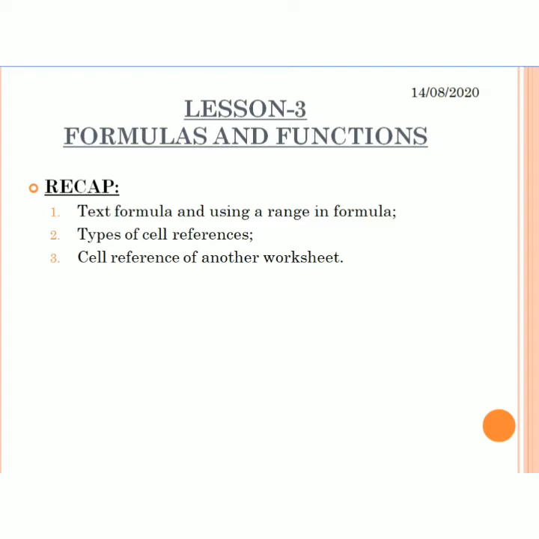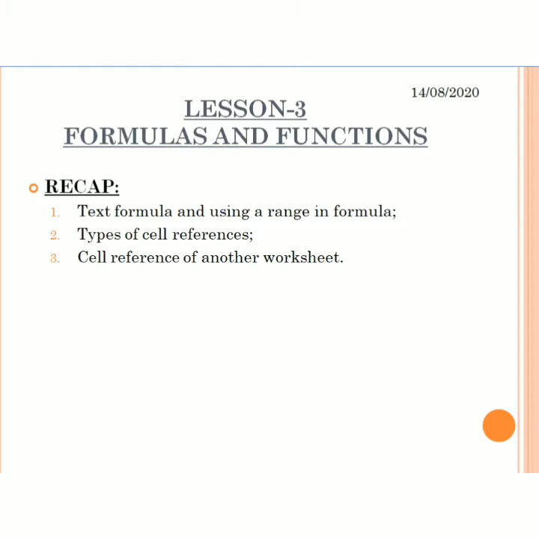Then we have learned about using a range in a formula. So what is a range, dear students? A range spans a cell or a group of cells adjacent to each other on a worksheet. Then we have learned about cell references. What are cell references? Cell references are the address of the cell. Now we have learned about types of cell references. How many types are there? There are three types. Number one, relative reference. Number two, absolute reference. And number three, mixed reference.